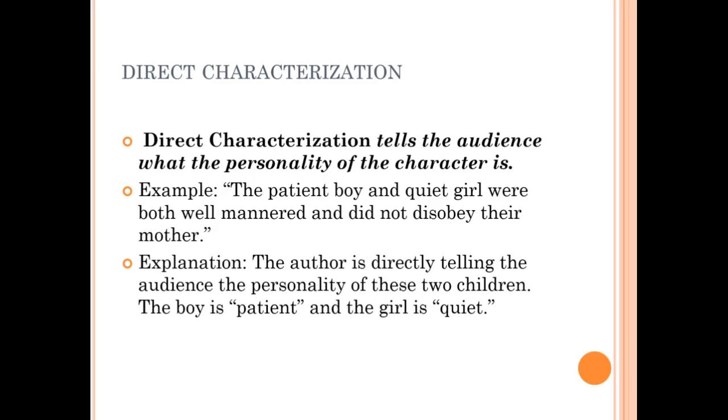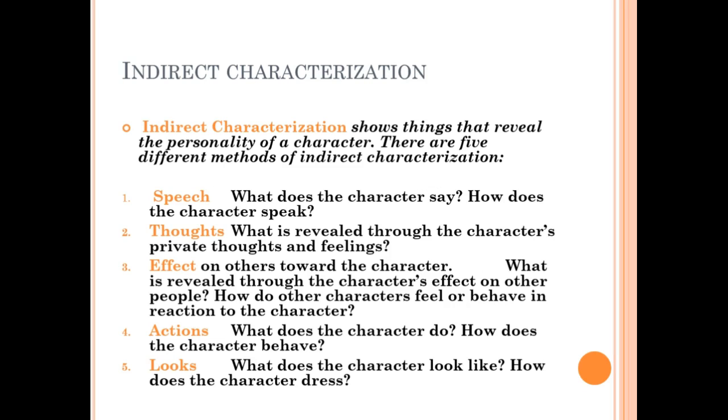So again, if we wanted to use that and incorporate the movie that we've been talking about, The Lion King, we could say that some direct characterization of Simba is that he has long red hair, he has brown eyes, he runs fast. These are direct things that you can physically see. Direct characterization tells the personality traits of these characters. Versus your indirect characterization, which shows things that reveal the personality of a character.